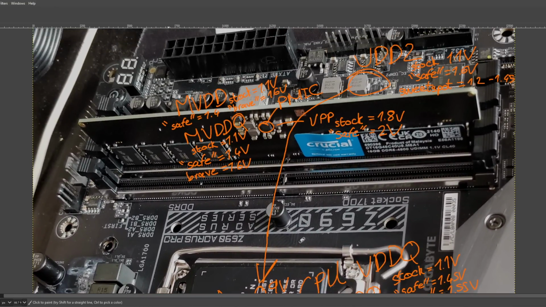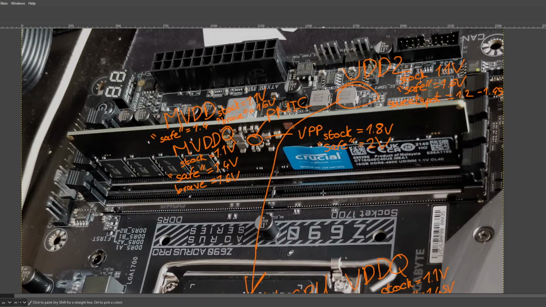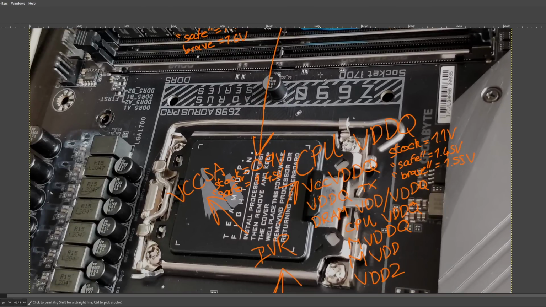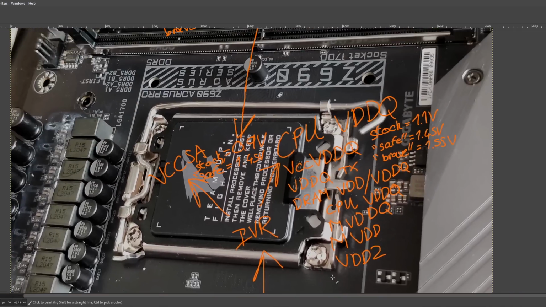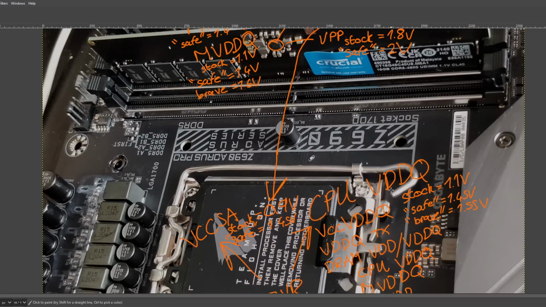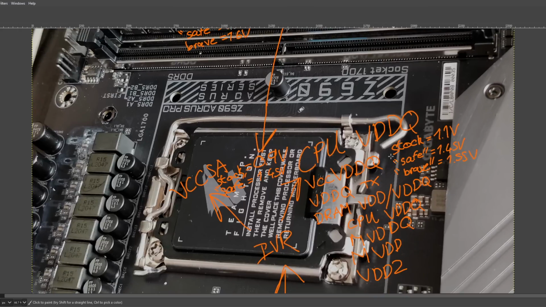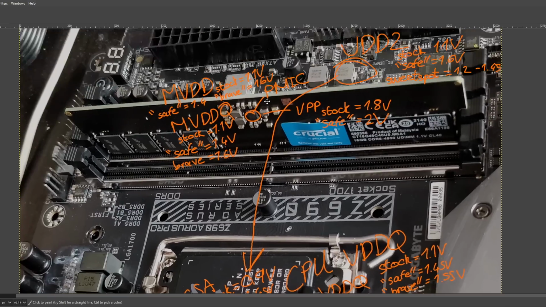That's all the different voltages involved in DDR5 overclocking. Basically, the simplified version of this is you can ignore VCC in. For your internal CPU voltages, I wouldn't recommend going above 1.45 volts ever. Well, no, if you're benching, you can go above that. But if you want your CPU to last a long time, I wouldn't recommend going over 1.45 volts for the internal voltages.